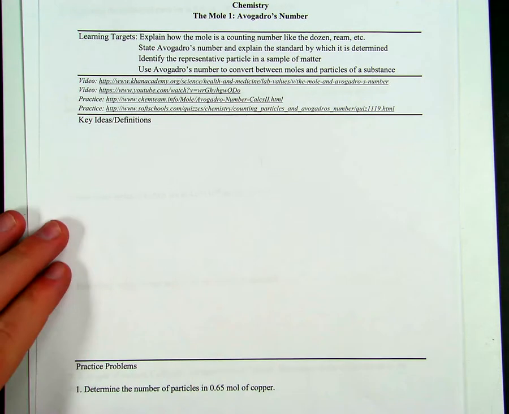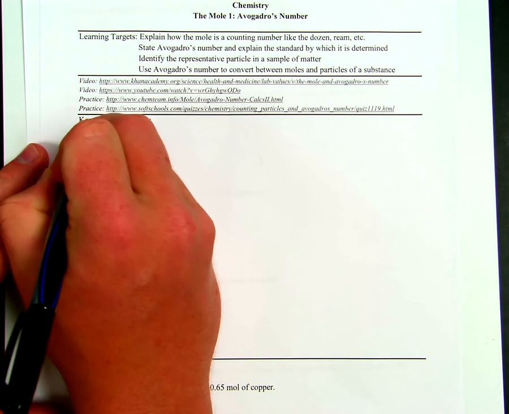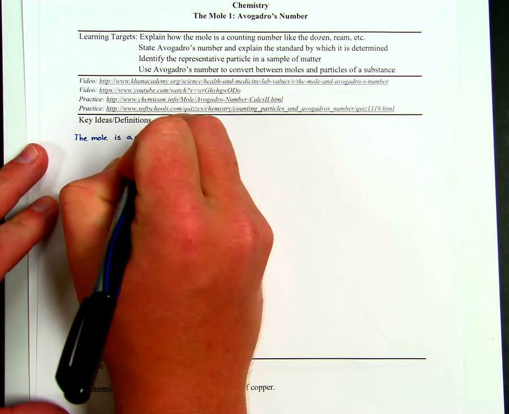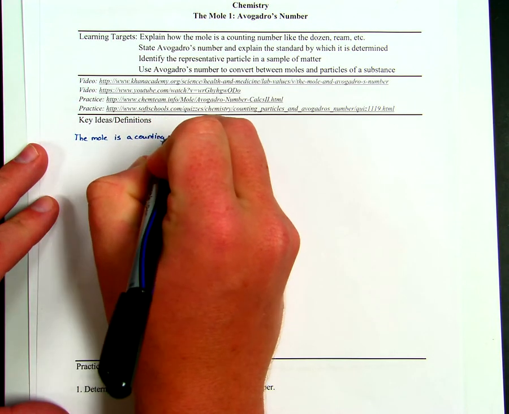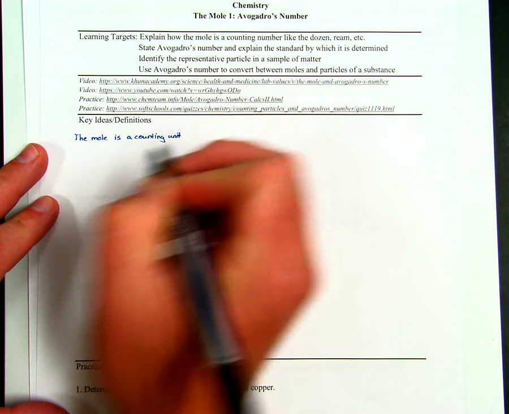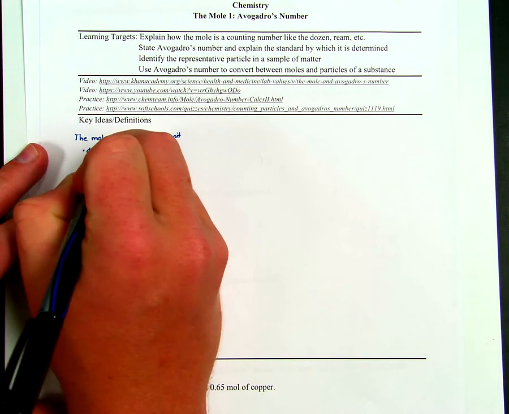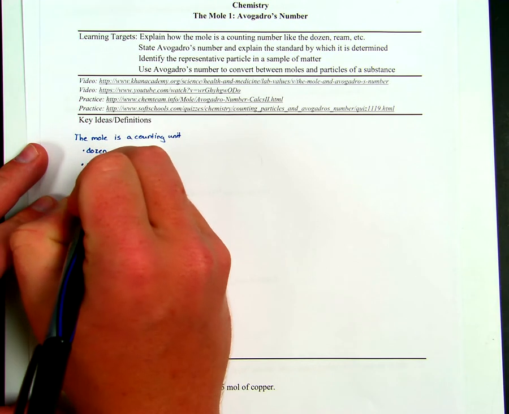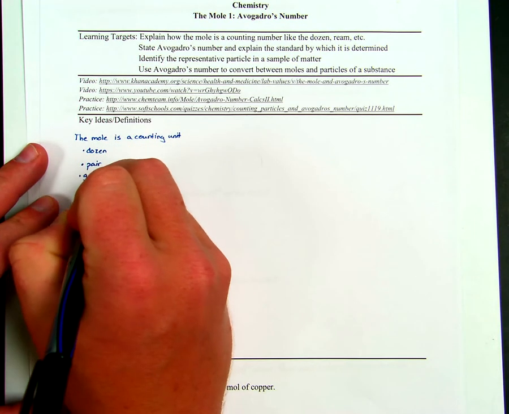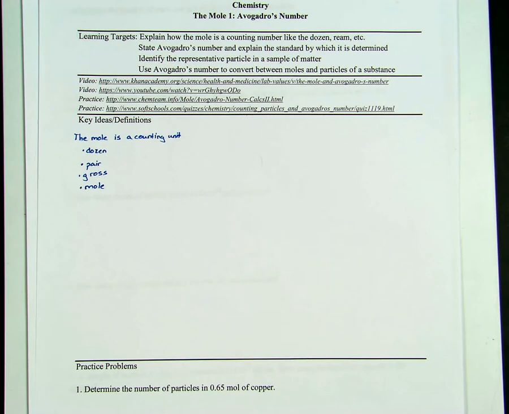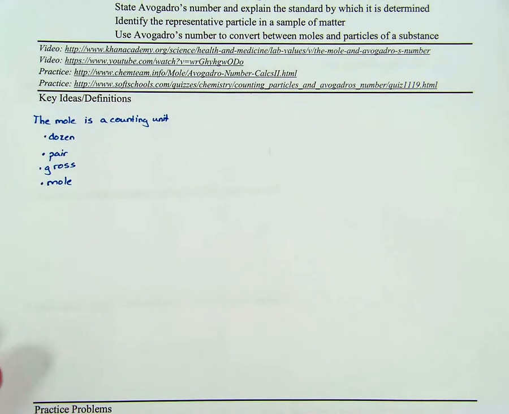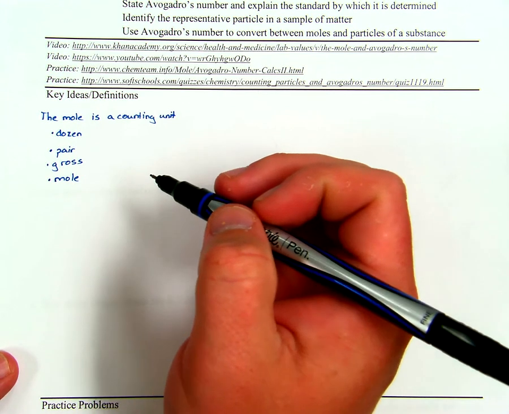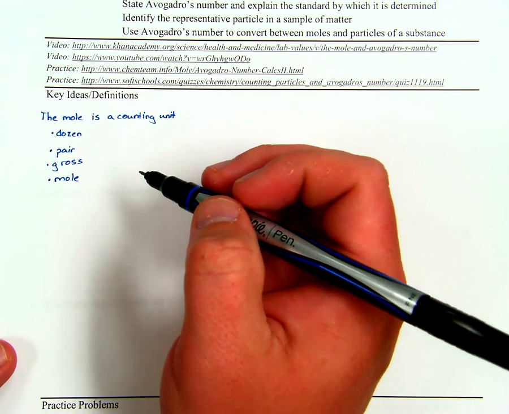First of all, some key ideas. The mole, and we've probably already discussed this in class, is a counting unit. Like a dozen. We know that there are 12 items in a dozen, or a pair, or a gross. These would all be examples of counting units. The mole is also a counting unit. A difference, I'll zoom in here a little bit, is between the mole and these other things we're familiar with. The mole is way, way, way, way larger. Okay, it is much larger.